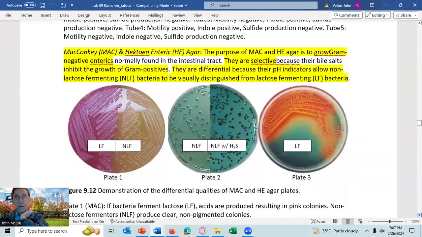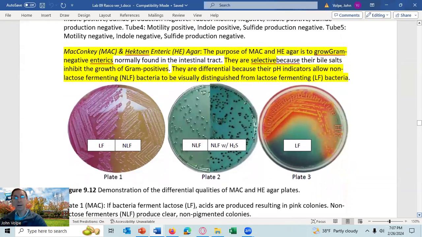All right, MacConkey's and Hektoen enteric agar. Look at the growth of the bacteria. If you get growth, then you know the bacteria are gram negative because both of these media select for gram negative and they select against gram-positive. So gram-positive usually do not grow on both plates.